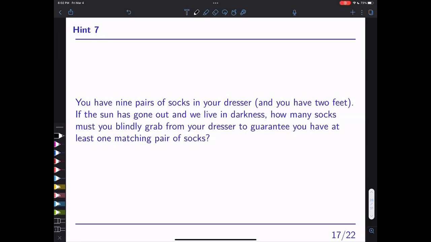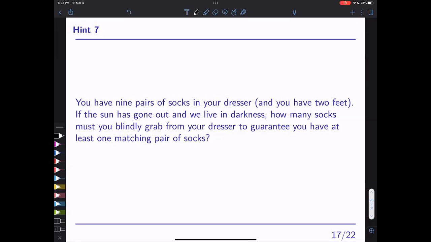Now, I haven't seen the right answer yet. So you got 9 pairs of socks, so right, 18 total socks. Assume they're all different pairs. You got a white pair, red pair, blue pair. Ah, Erica and Kai, you got 10. Nice. Awesome. It is 10.